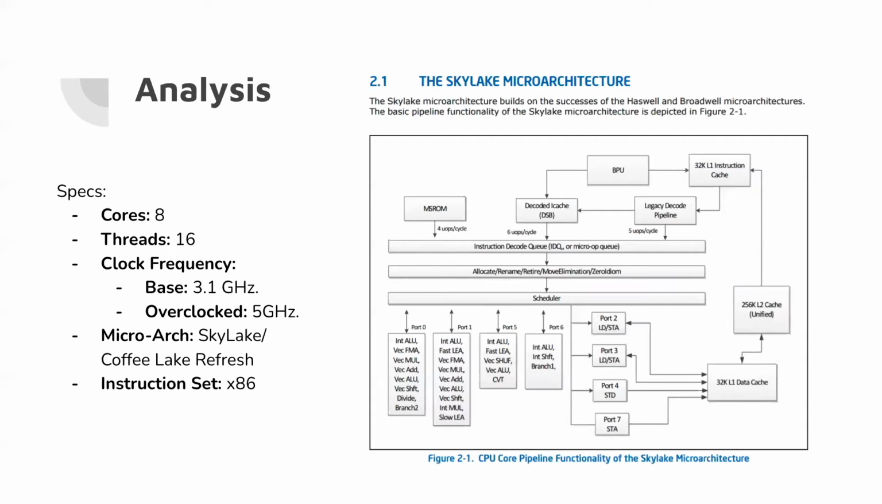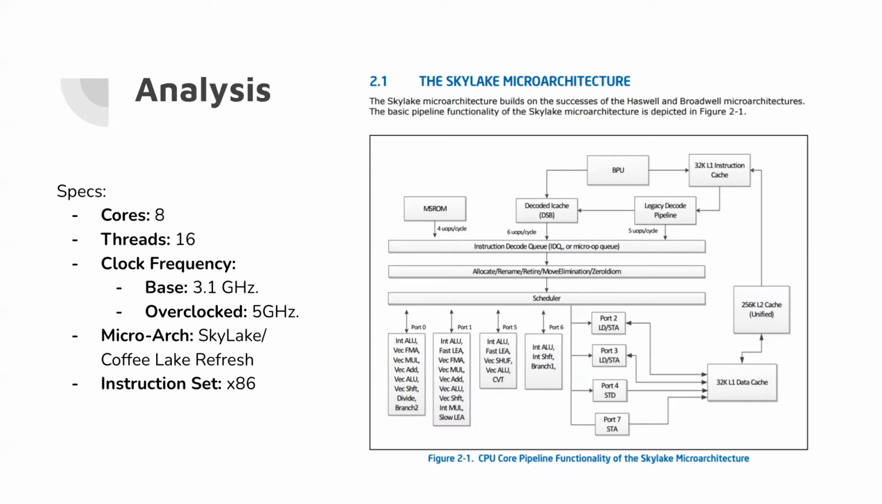All right, so as far as analysis goes, we can start off with specifications. The specs of the Intel Core i9 really lend it to applications that require lots of parallel processing. You have 8 cores and 16 threads that you can run different instructions on. The clock frequency, or clock rate, ranges from 3.1 gigahertz, but you can overclock that up to 5 gigahertz.